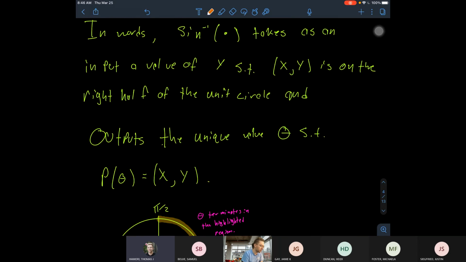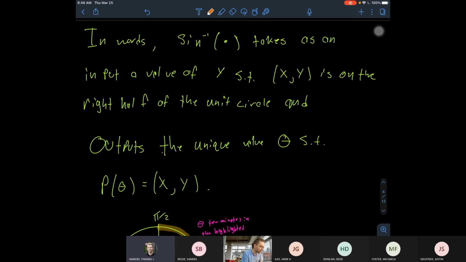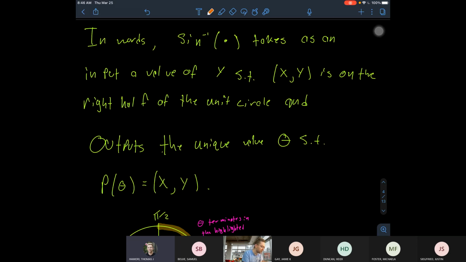Okay, so here's just another description of the sine inverse function. What does it do? Well, in words, sine inverse, the function, takes as an input a value of y such that the point x comma y is on the right half of the unit circle. And we specify anytime we're working with the sine inverse function, we're only ever going to talk about the right half of the circle, because that way we can forget about all of those duplicate points which we're going to have on the other side, which have the same y value.